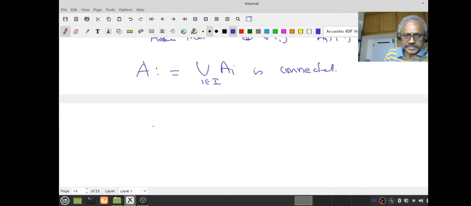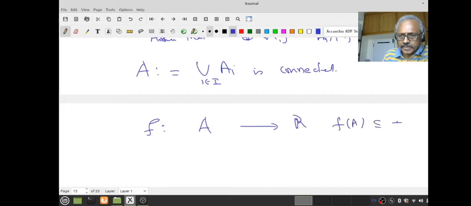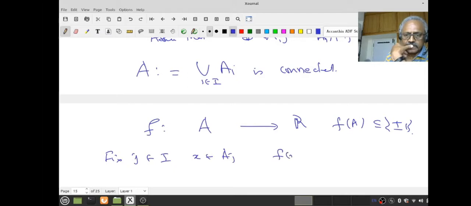The proof is again easy. Let f be a function to R so that f of A is contained in plus or minus 1. Now fix a j in I and an x in Aj. Let us look at f of x. Call it 1 without loss of generality. This is just a fixed x.